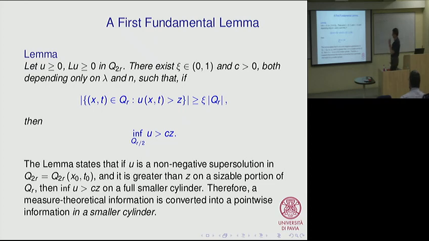Okay, so here are two tools which I need. We call this the first fundamental lemma. As you see, this tells you that there exists xi between 0 and 1, and c, which is larger than 0, but again, actually, c is between 0 and 1. So if you know that the measure where u is larger than z is sufficiently large, then u is bounded below by a constant times z.